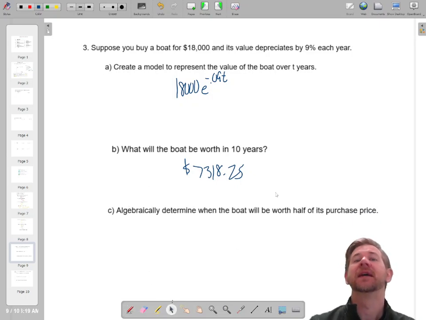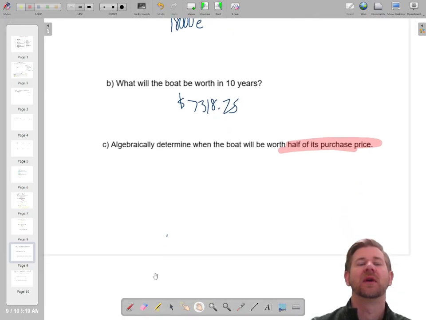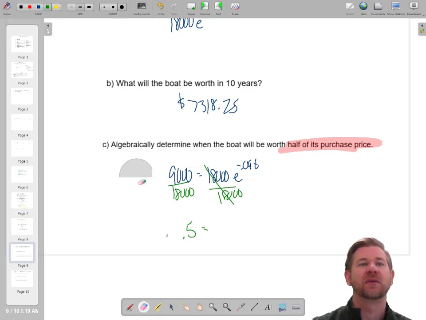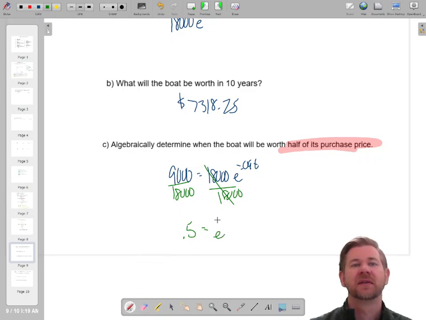Now what we're adding is, can you tell me when it will be worth a certain value? Half of its purchase price. So that would be worth 9,000 if it were originally 18,000. So 9,000 equals 18,000 e to the negative 0.09t. So the first thing you do is you divide by 18,000. And this is a good way of processing, like, oh, you want to know when it's half, just set that equal to 0.5 e to the negative 0.09t.